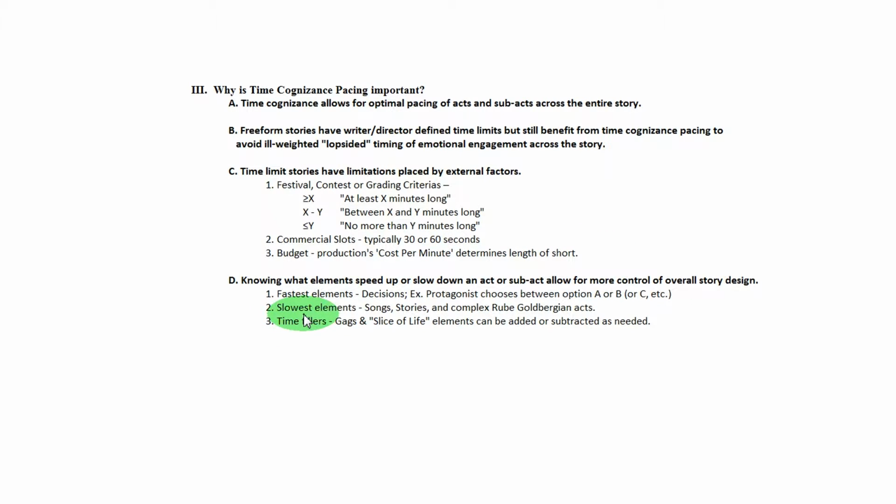The slowest elements in a story are songs, stories, and complex Goldbergian acts. If you have to create a short story that must last at least so many minutes, you just can't think up stuff. This is where you need to think of little songs to add to it, stories within the stories, or just make a simple act a lot more complex.